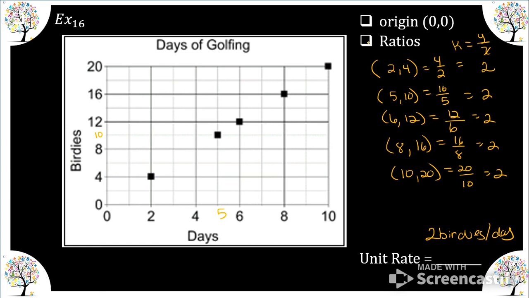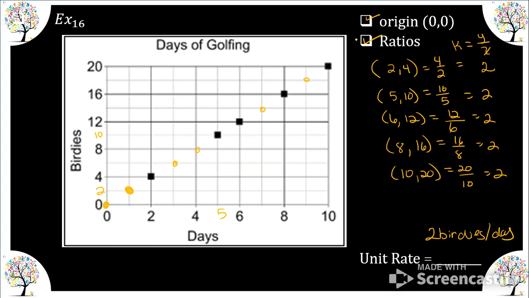So let's see if our ratios check out. Let's see if it's going to go through the origin. So we have in 1 day, 2 birdies. That's our unit rate. And then it does seem to be going up. So up 2 and over 1, up 2 over 1, up 2 over 1. So we have a constant rate of change. It is making a line. And so it does seem that it would pass through the origin: up 2 birdies over 1 day, 2 birdies in 1 day.